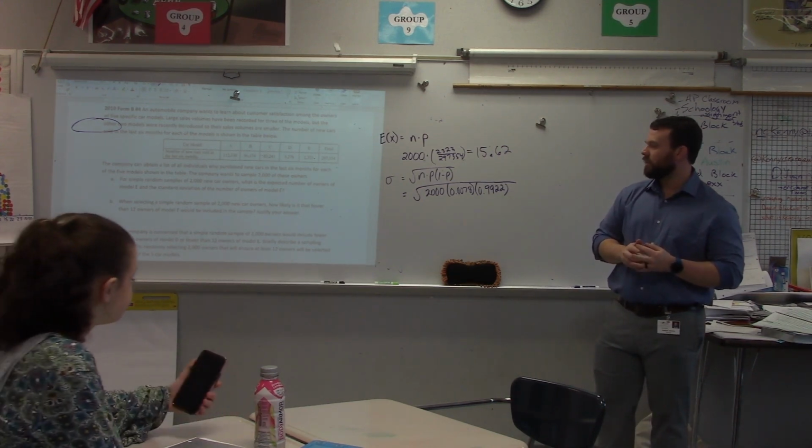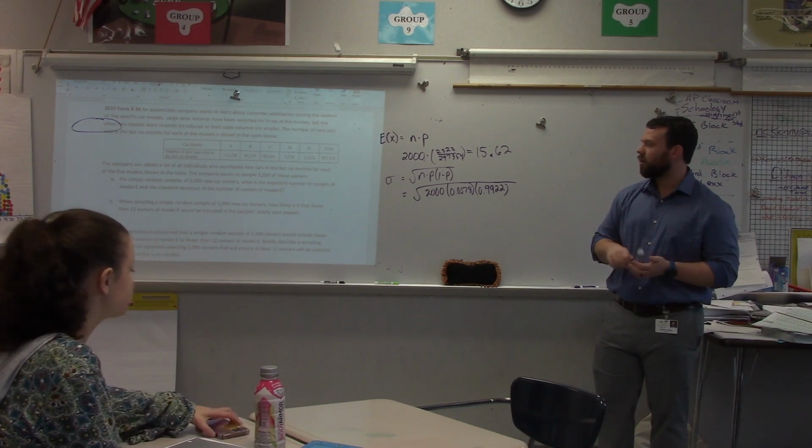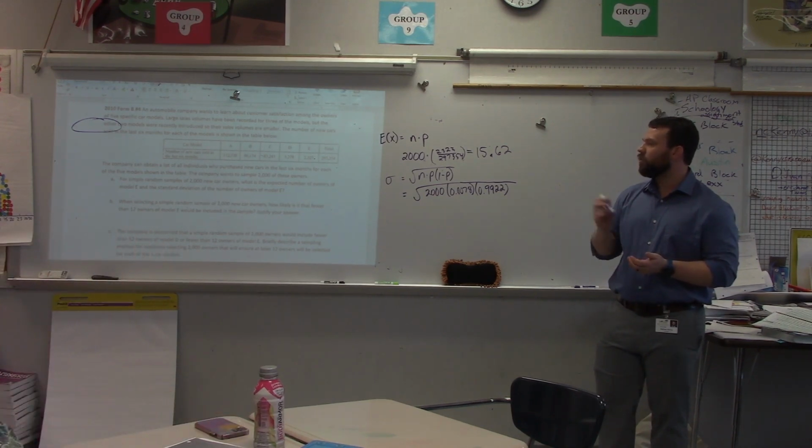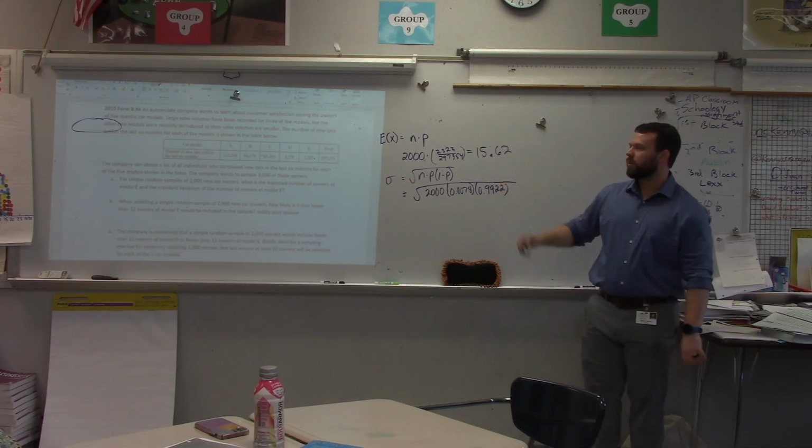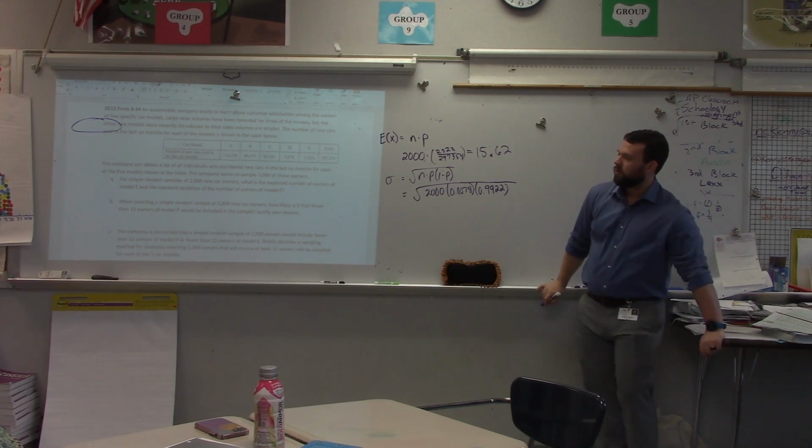Part B: when selecting a simple random sample of 2,000 new car owners, how likely is it that fewer than 12 owners of Model E would be included in the sample? If we did our job in A, this actually becomes pretty easy. How are we going to tackle it? Use a z-score. You could, but there's an easier way. What type of distribution did we identify in A? Binomial.